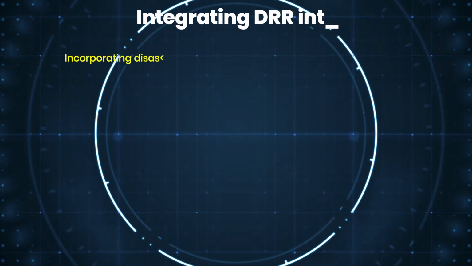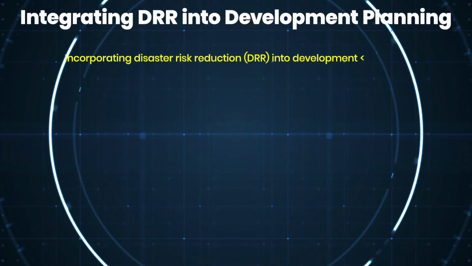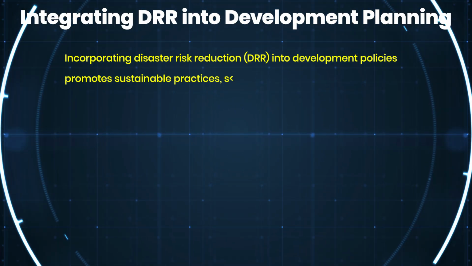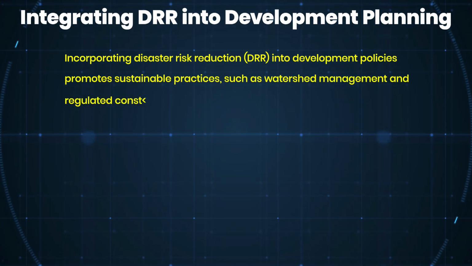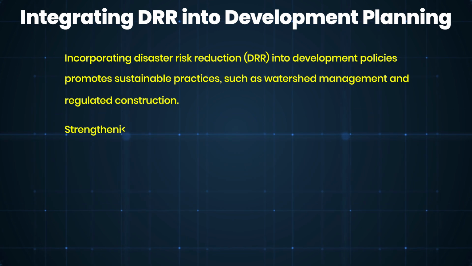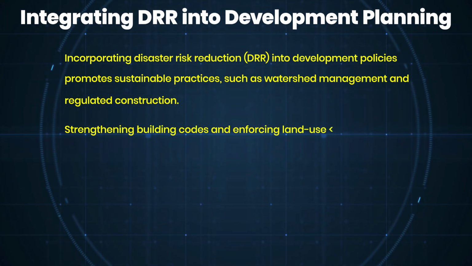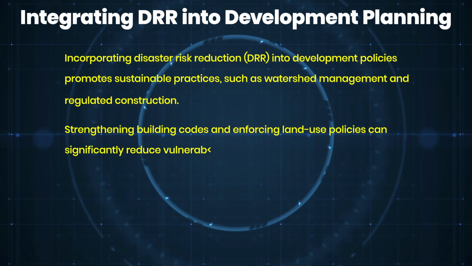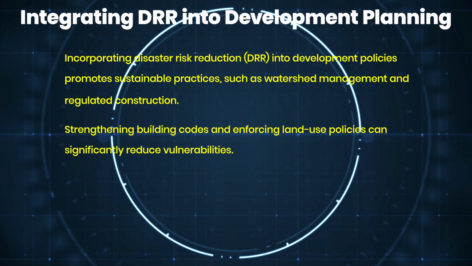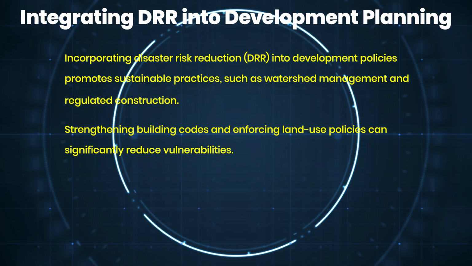The 2018 Kerala floods demonstrated the risk of unplanned urbanization, deforestation and poor water management practices, and that is why emphasis was made for incorporating disaster risk reduction into developmental policies, promoting sustainable policies such as watershed management and regulated constructions. By that it strengthens the building code, and through that we are in a position to enforce land use policies, and that can significantly reduce the vulnerability and enhance the resilience.